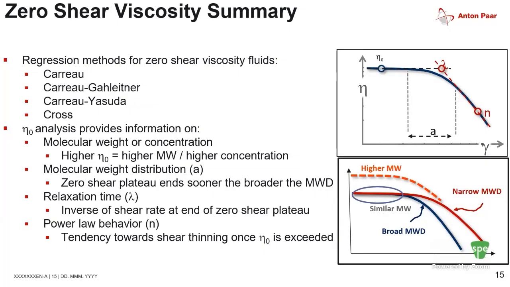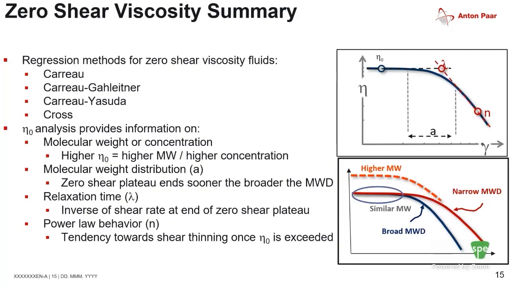And the reason why it's important is that the zero shear viscosity gives us an idea about, say, the concentration of the material, or, if we're comparing materials of the same nature, whether we have a similar molecular weight or a higher molecular weight, as you can see. So as the zero shear viscosity shifts up or down, it's an indication of molecular weight change or concentration changes. Likewise, the range of shear rates at which the zero shear viscosity is observed matters.